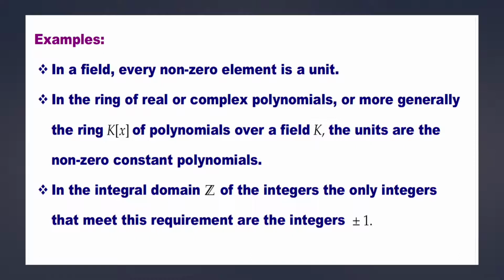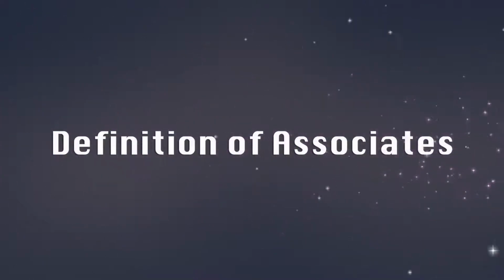In the ring of real or complex polynomials, or more generally, the ring K[x] of polynomials over a field K, the units are the non-zero constant polynomials. In the integral domain Z of the integers, the only integers that meet this requirement are the integers plus or minus 1. Let us see the definition of associates.